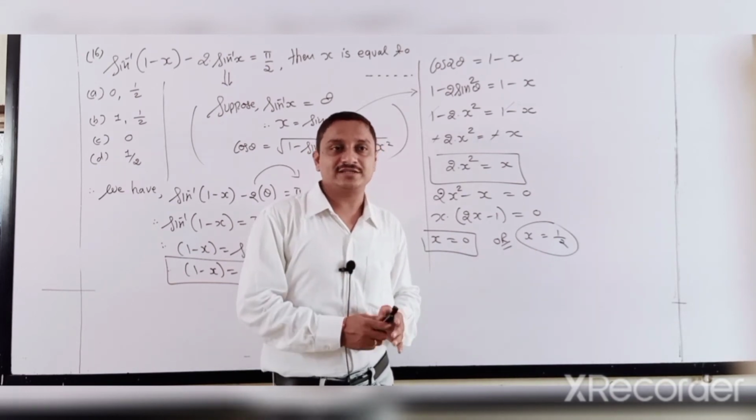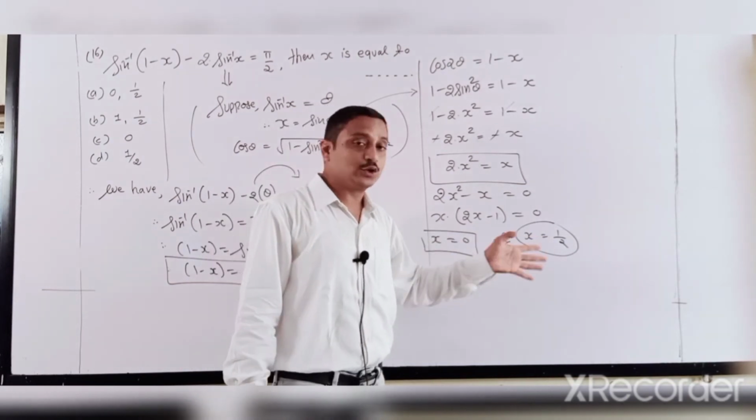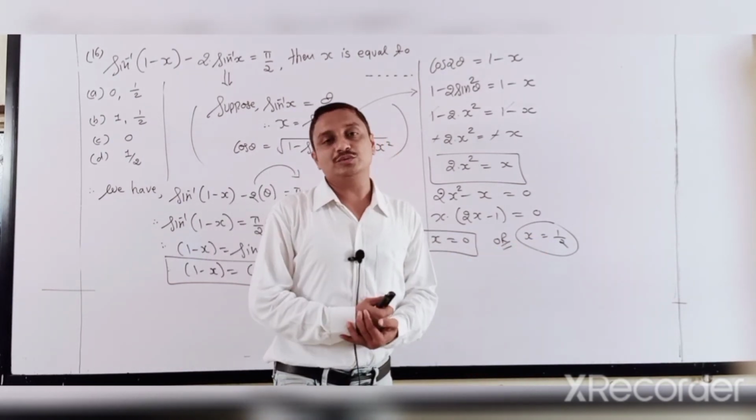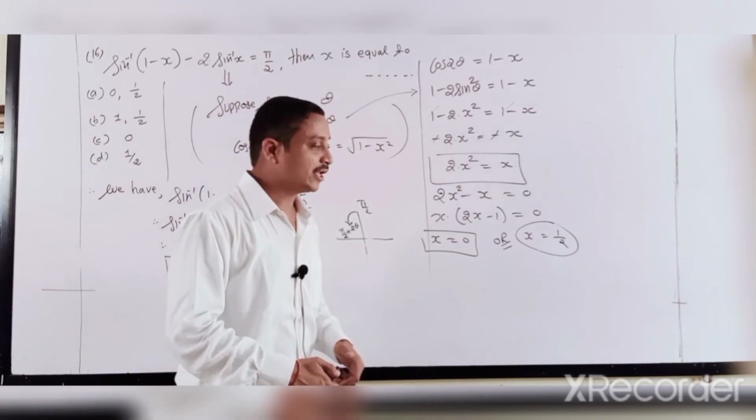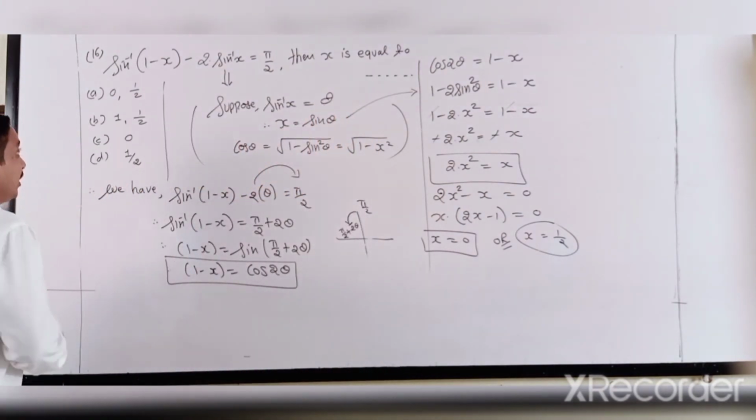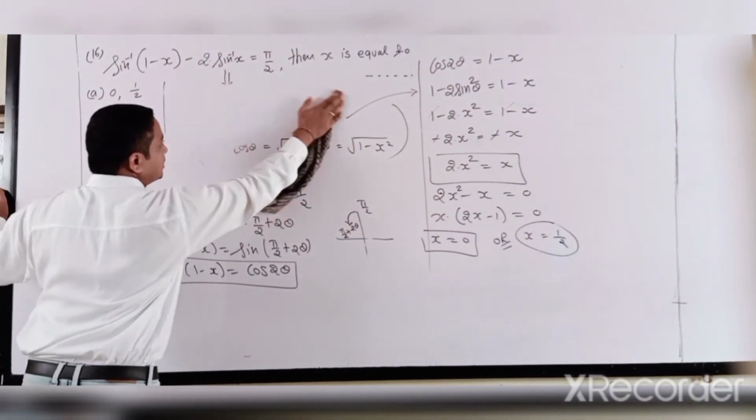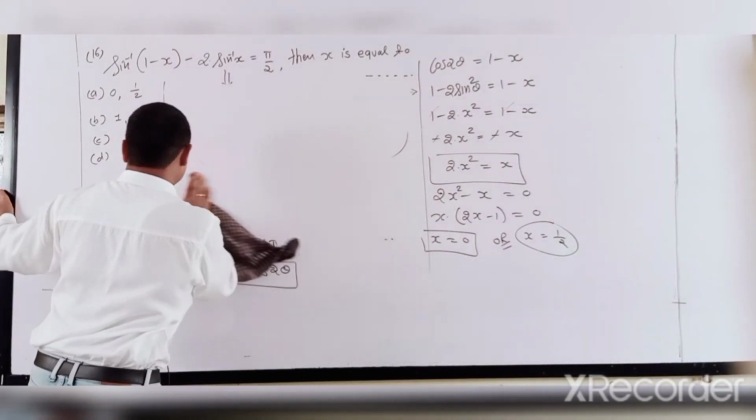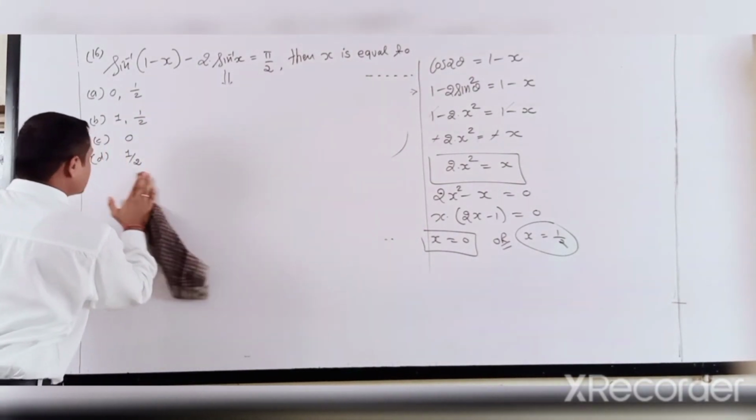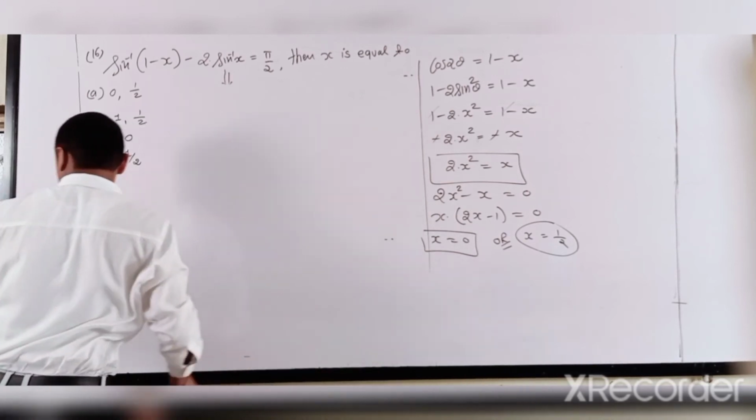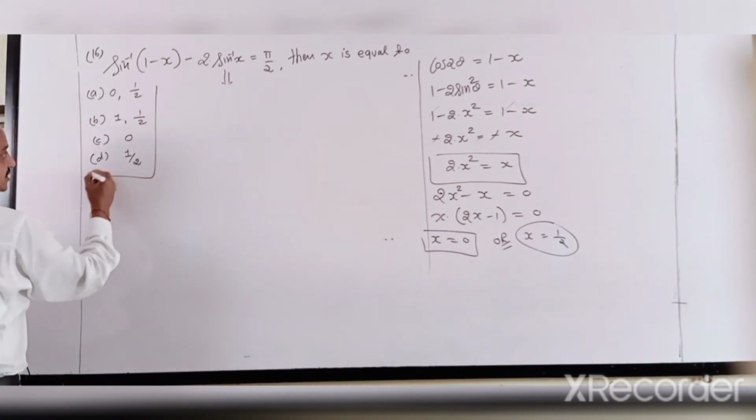Now students, wait and check whether both answers are true. Sometimes both are true, sometimes not both, only one is true. So I go to verification. Students, verification is necessary here. That's why this numerical is a 3 marks question. So I go to the first verification.